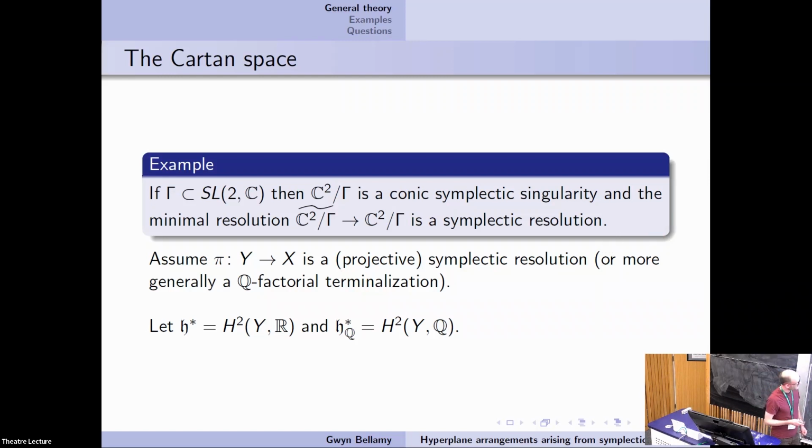Okay, so we want some hyperplanes, so I better give you a space. What we're going to do is take the second cohomology of this symplectic resolution. That's going to give us a real vector space, and it has a natural Q-form, which is just given by the rational cohomology. And so our hyperplane arrangements are going to live inside this H dual.